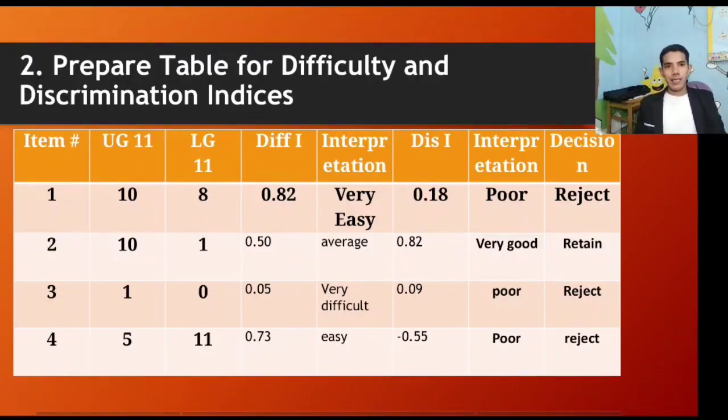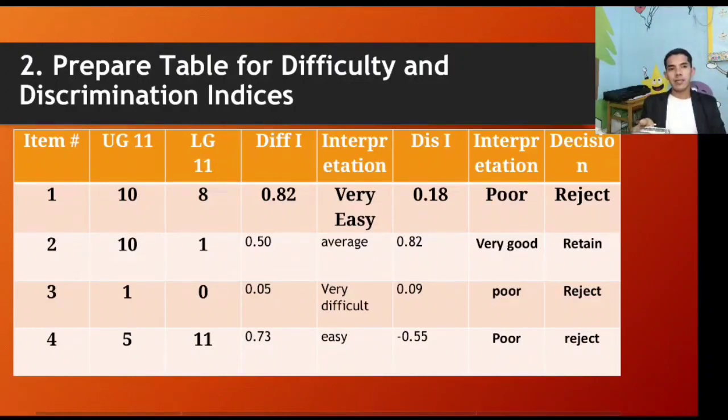So let's proceed with item number 2. There are 10 students from the upper group who got the correct answer, and 1 student from the lower group who got the correct answer. 10 plus 1 is 11. 11 divided by 22 is equal to 0.50, and 0.50 belongs to the average group, or average interpretation. Next, we have to compute the discrimination index.